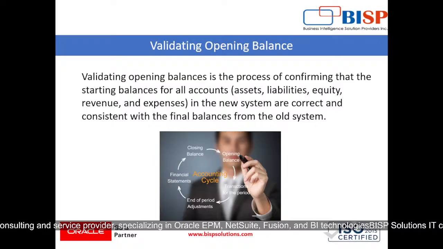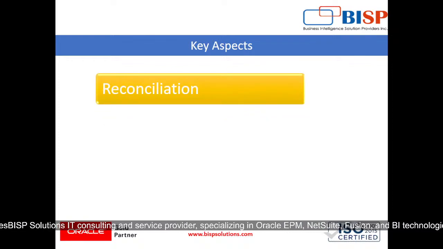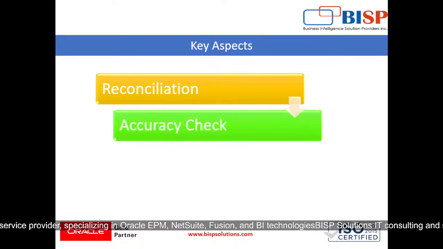So this particular step is very critical because any discrepancies can impact financial reporting and operations, and it will make our project void if any error comes up. The key aspects for the same are reconciliation, where we will be comparing the opening balance in the new system with the closing balance of the legacy system to ensure consistency. Then accuracy check, where we will be verifying that all the financial data, including adjustments, is correctly transferred.